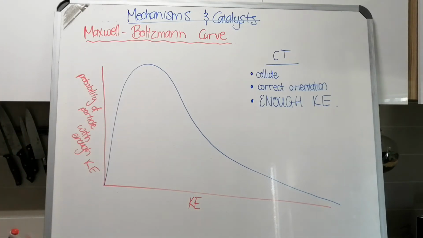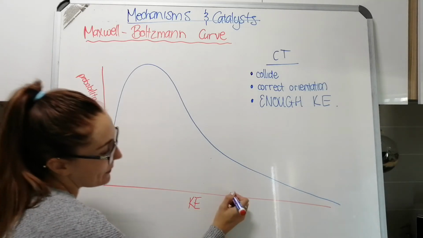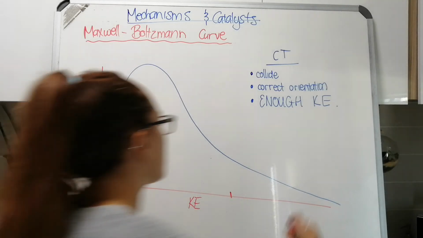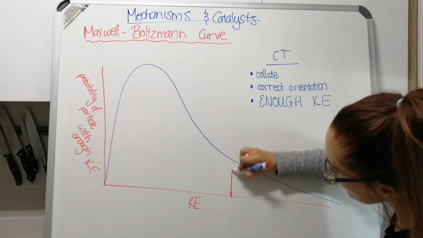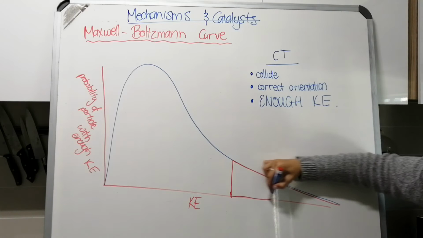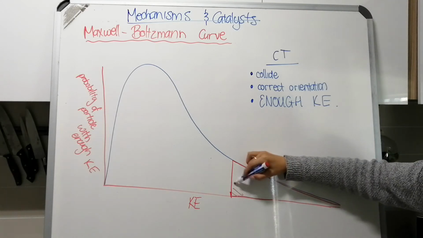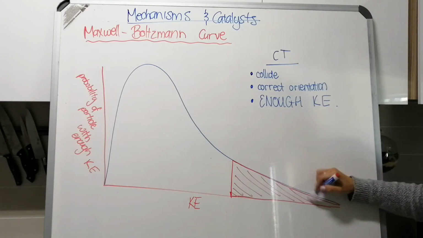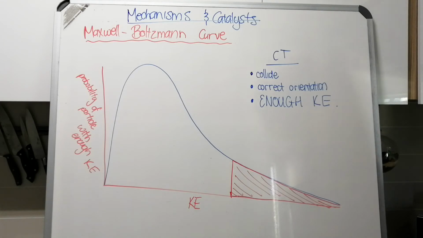Okay, so what this means is, even if I've got tons and tons of particles, only a certain number of those particles has enough kinetic energy. So let's say that the activation energy for my substance is 50 joules, okay, and let's say on my graph that's 50 joules, then that means only the particles in here have sufficient kinetic energy to react. So only that amount of particles has sufficient energy to react.